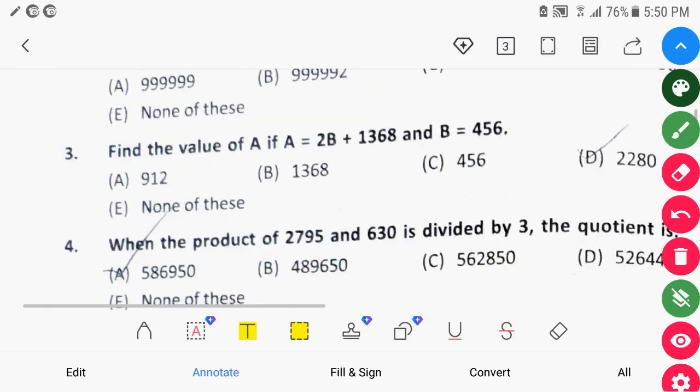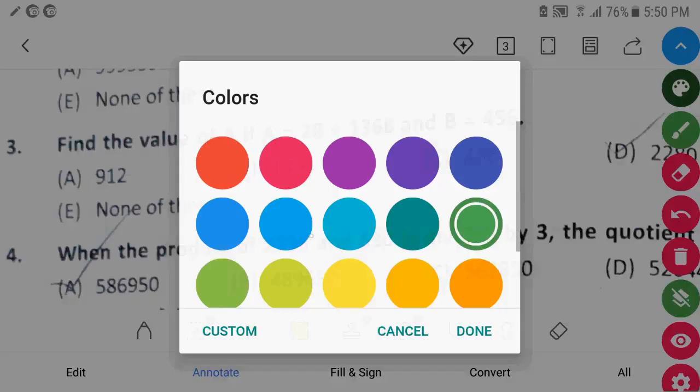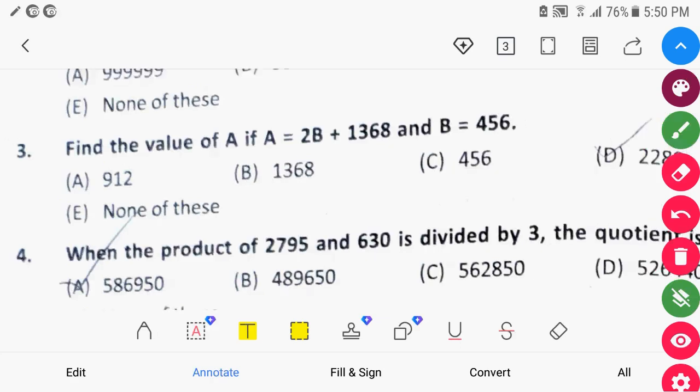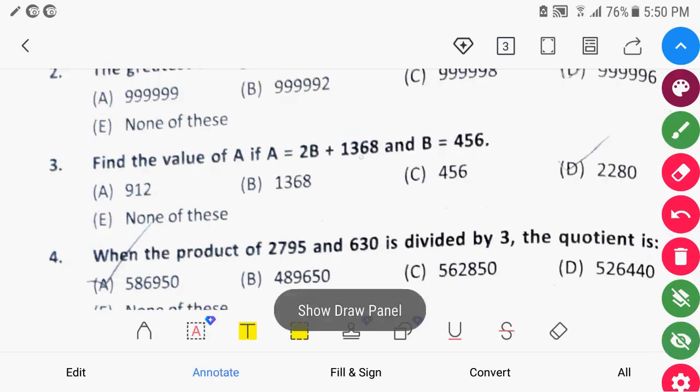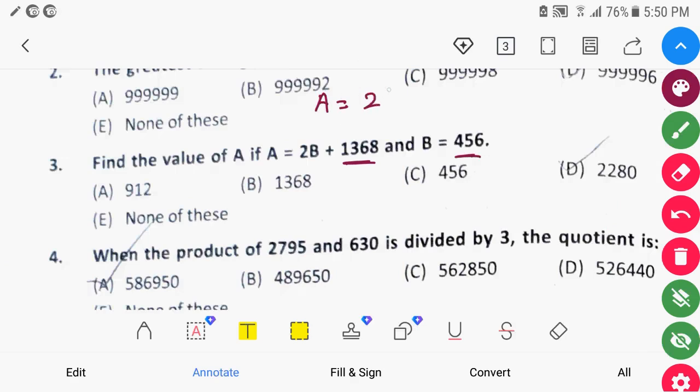Now the next sum. Here we have to find the value of A, where A is equal to 2B plus 1368 and B's value is given to you. Now you put the value of B inside the sum. Now see what it becomes. The equation is A is equal to 2 into bracket B, B is 456, plus 1368. Now always first multiplication. So 456 should be multiplied by 2.